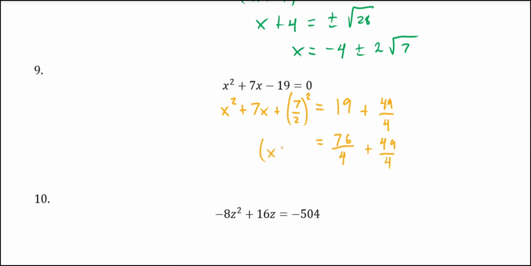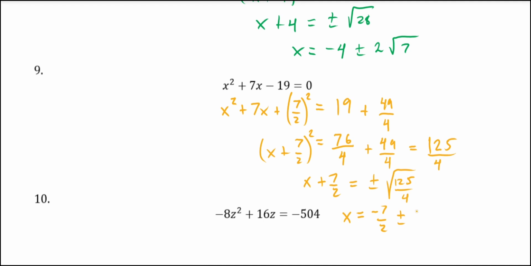And here I will have x plus 7 over 2 squared. 76 plus 49 is 125. So this would give me 125 fourths. Now taking the square root of both sides, I get x plus 7 halves is equal to plus and minus the square root of 125 over 4. But I can actually take the square root of 4, and in fact I can simplify the square root of 125. Bringing over my 7 halves as minus 7 halves, and simplifying this term, I wind up with 5 radical 5 over 2. And these two would be my final answer.